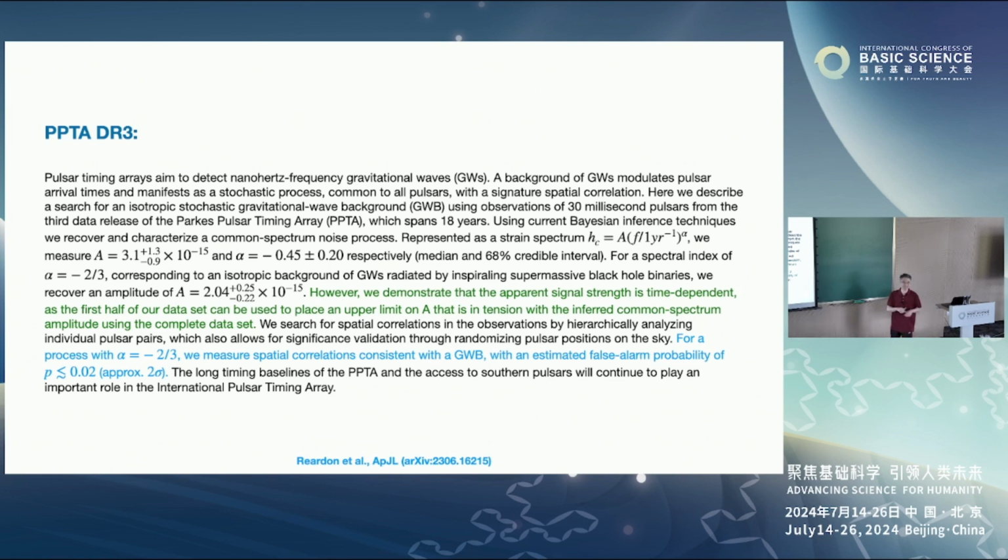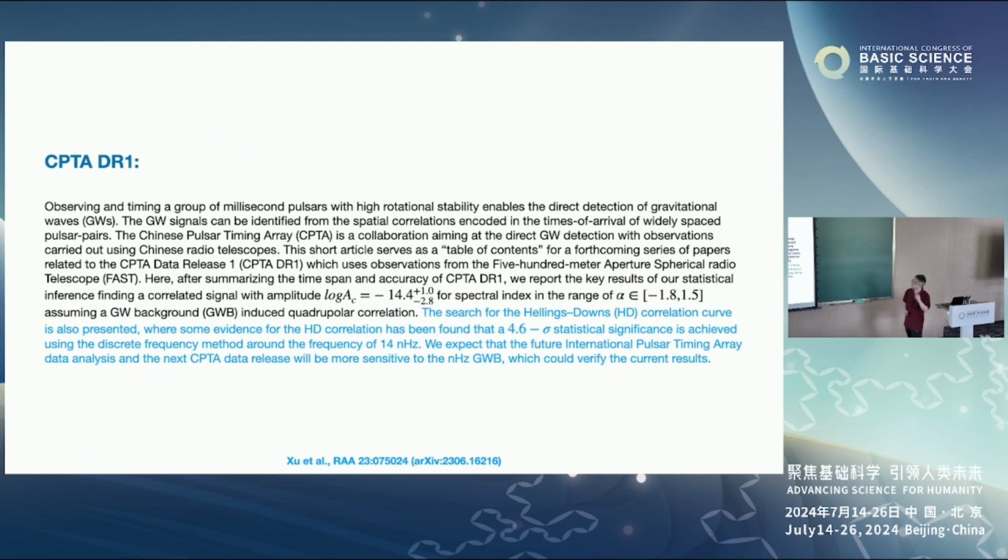So they think maybe this signal strength is time dependent. Anyway, they have only a very weak false-alarm probability for such a signal to be a gravitational wave, around 2 sigma. This is the Parkes Pulsar Timing Array dataset result.